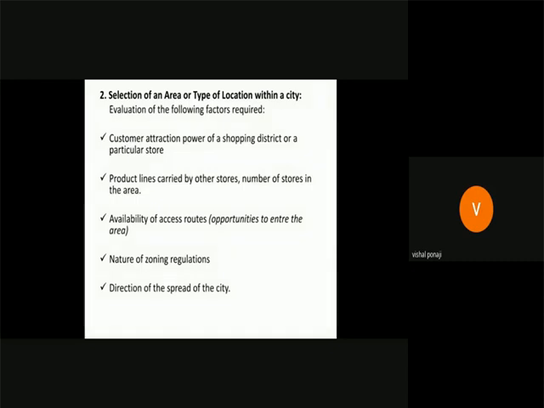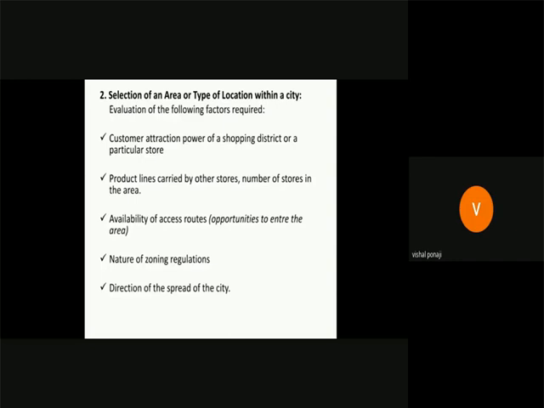The nature of zoning regulations, maybe the regulations or legal requirements to start a business in that particular area, and whether that supports the culture of the organization or not. The culture of the retail organization has to be considered. Then also the direction of the spread of the city: see how much the city is going to grow area-wise, which is the area where the city wants to grow. Where there is more growth, if you get a location there, you can cover the maximum area which is present now as well as the upcoming segments.